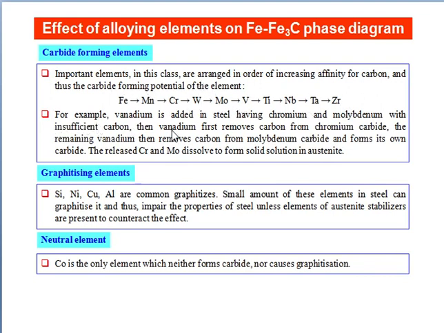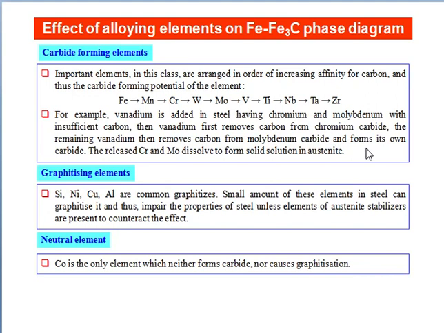For example, vanadium is added in steel having chromium and molybdenum with insufficient carbon. Then vanadium first removes carbon from chromium carbide. The remaining vanadium then removes carbon from molybdenum carbide and forms its own carbide. The released chromium and molybdenum dissolve to form solid solution in austenite.